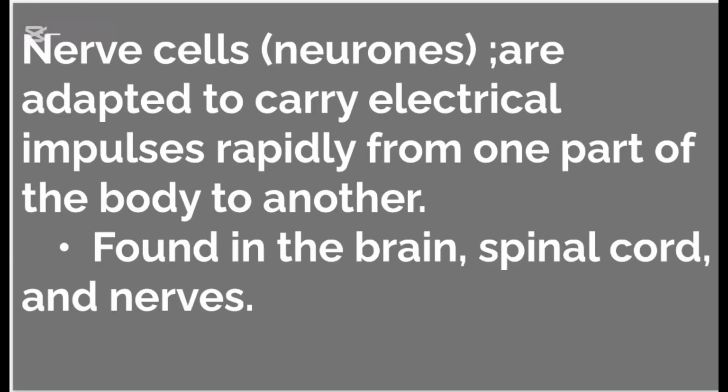Next on our list is the nerve cell, which is also called a neuron. What are nerve cells? You should know that nerve cells are adapted to carry electrical impulses rapidly from one part of the body to another. They are found in the brain, spinal cord, and nerves.